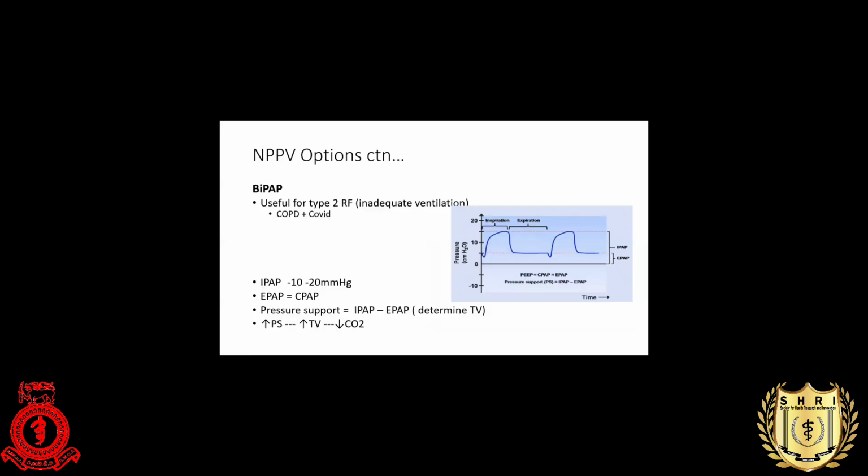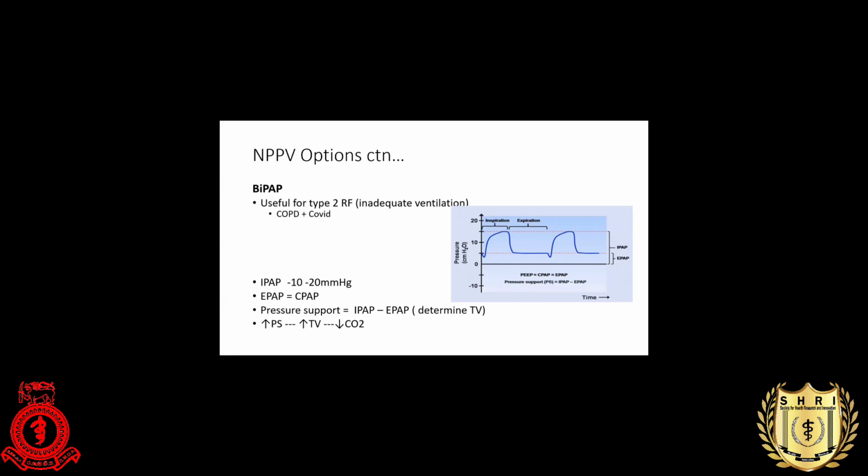Okay, let's move to the BiPAP mode. BiPAP is mainly for patients with type 2 respiratory failure. That means there's a problem with ventilation. In COVID patients, you can use it if they have concomitant COPD, or if you see carbon dioxide retention in their blood gas, then you can switch to the BiPAP mode. So the hallmark of this BiPAP mode is that there are two sets of pressure support we are giving to the patient. One is EPAP, that's like CPAP, and the other is IPAP.